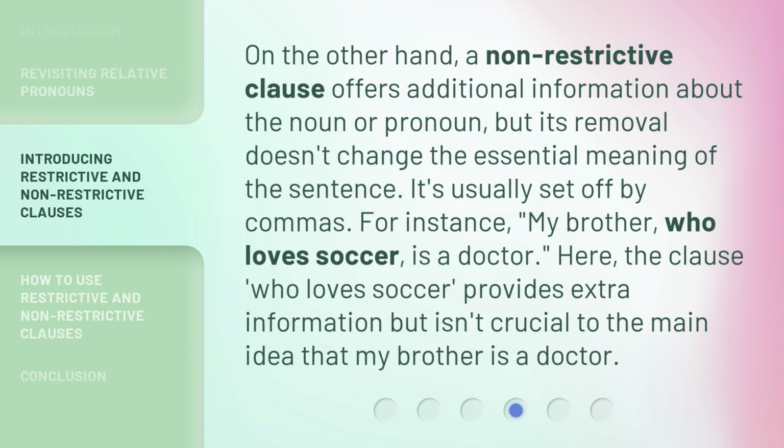On the other hand, a non-restrictive clause offers additional information about the noun or pronoun, but its removal doesn't change the essential meaning of the sentence. It's usually set off by commas. For instance, my brother, who loves soccer, is a doctor. Here, the clause, who loves soccer, provides extra information but isn't crucial to the main idea that my brother is a doctor.